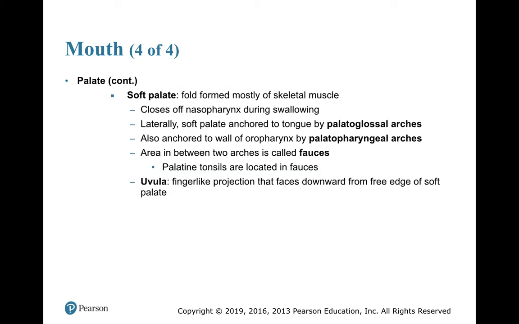The soft palate is formed mostly from skeletal muscle. Its jobs include closing off the narrow nasopharynx during swallowing. On the sides, the soft palate is anchored to the tongue by the palatoglossal arches. It's also anchored to the wall of the oral pharynx by the palatopharyngeal arches. The area between those arches is called the fauces, and the palatine tonsils are located in the fauces. The uvula is that finger-like projection that faces downward from the free edge of the soft palate in the back of your mouth.